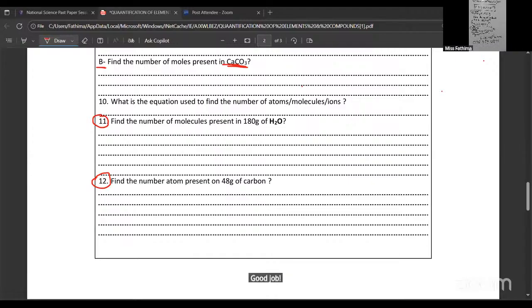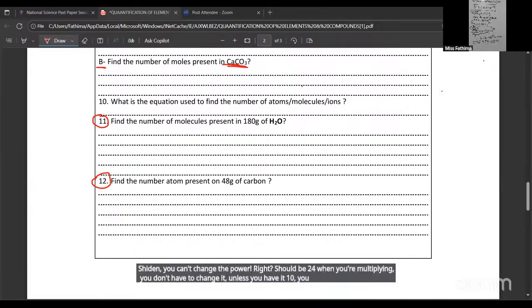If we didn't get 10, what should we do? The answer of the number of molecules is not 10. I couldn't hear you, dear. Send me in the chat, then I can reply to you. Children, you can't change the power, right? Should be 24. When you multiply, you don't have to change it. Unless you have it 10, you can't change it to 24.